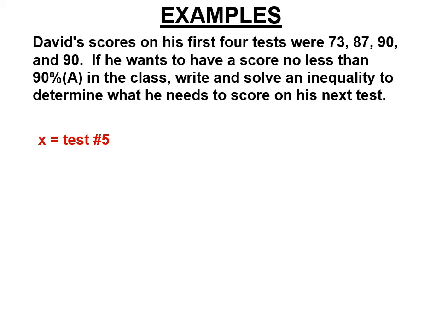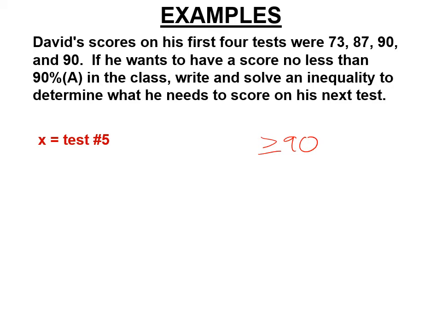So if David's scores on his first four tests were 73, 87, 90, and 90, and he wants to have a score no less than 90%, so he wants to be, right? He wants to be greater than or equal to 90. We're not going to put the percent in the class. We're going to write and solve an inequality to determine what he needs to score on his next test, right?